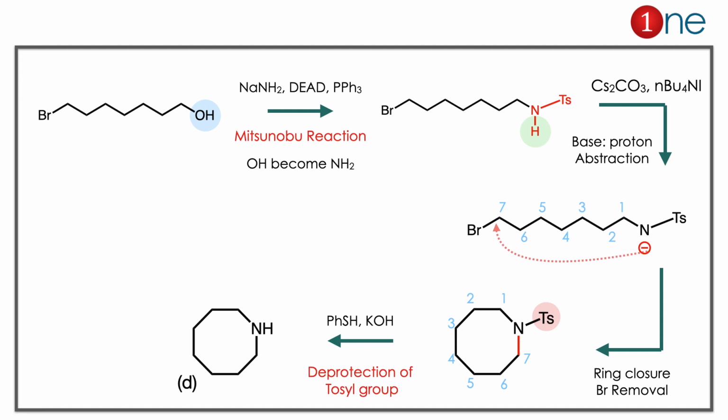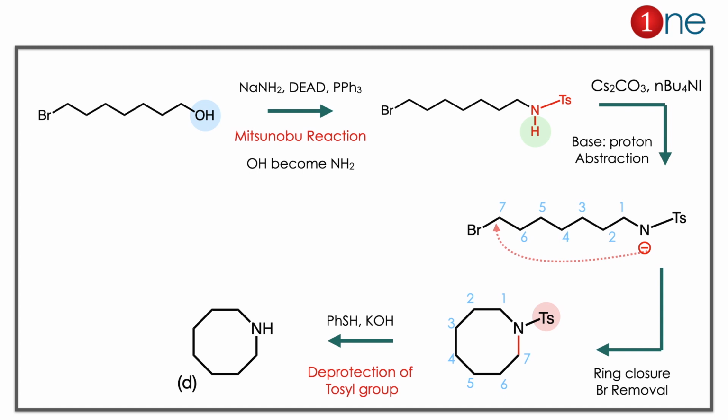Bromine is a good leaving group, so there is a possibility of ring formation. The negative charge attacks the bromine carbon. You have ring formation. Since there are 7 atoms involved in the ring, you have a 7-membered ring formation. I gave numbers for your understanding. In the next step you are using thiol and KOH. It is the D product with the tosylate group there. You have the cyclic amine as the answer, which is answer D.